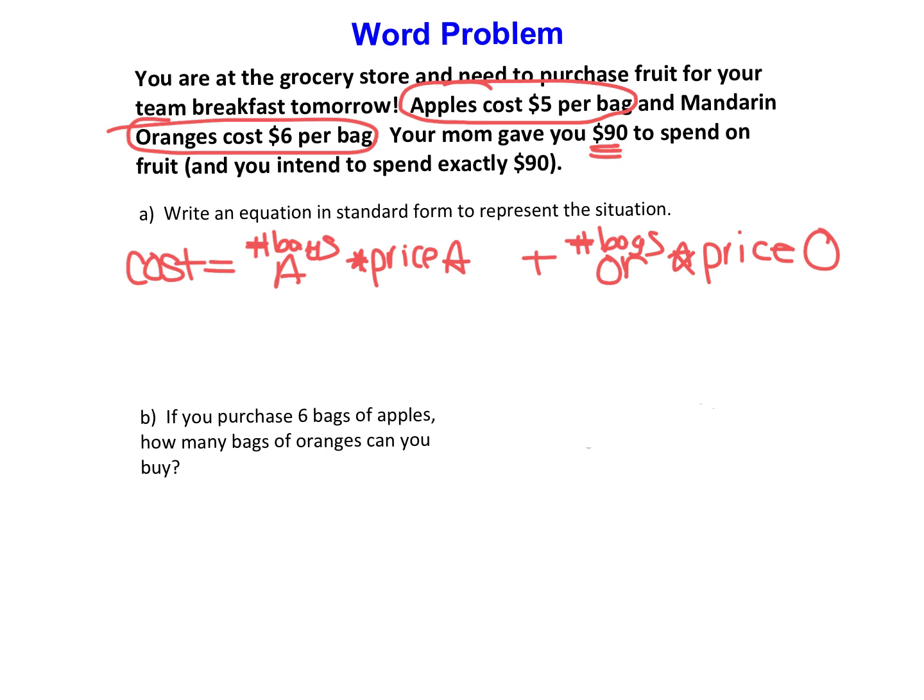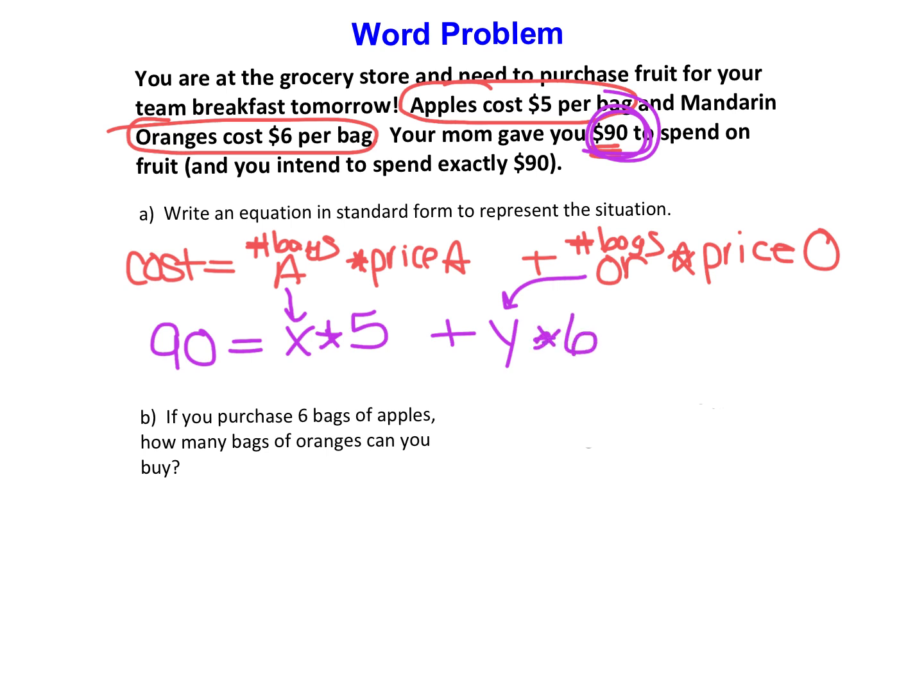Now let's fill in some of those pieces that we know. The first thing we know is that our cost is going to be exactly $90. So we can substitute the 90 in for our cost. We then don't know how many bags of apples we buy. So here I'm going to represent bags of apples with x because it's an unknown. Times our price, which is $5 a bag, plus the number of bags of oranges, which in this case I'm just going to call y, it's another unknown value, times the price of oranges per bag, which is 6.